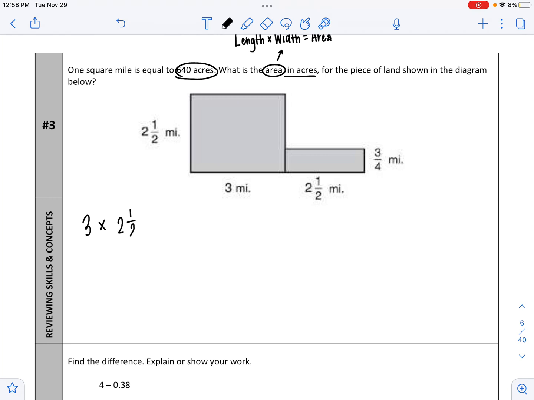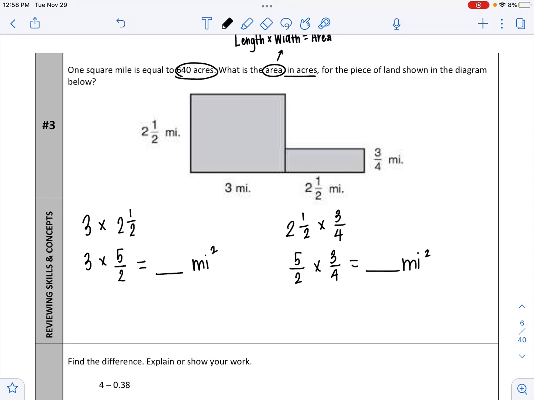And I'll want to change 2.5 into an improper fraction, 5 over 2. And I'll want to multiply 2.5 times 3/4. And again, I'll want to change 2.5 to an improper fraction, 5 over 2. Once I multiply these 2 fractions and a whole number, I'll know how many miles squared, or how many square miles, is in each piece of land.